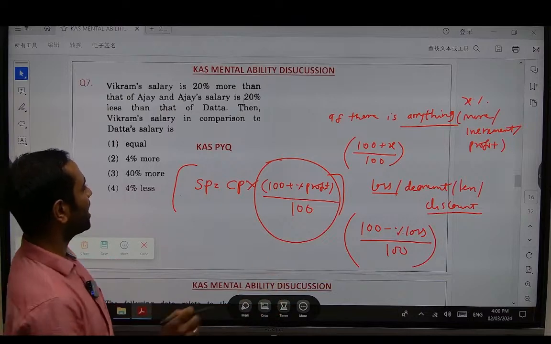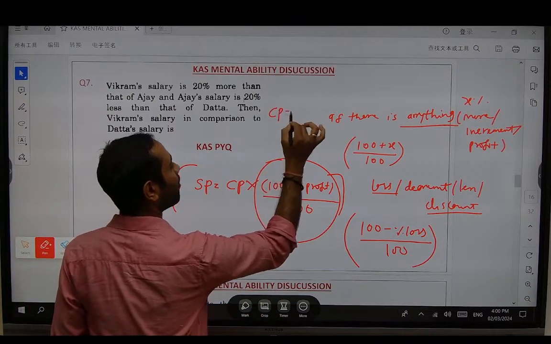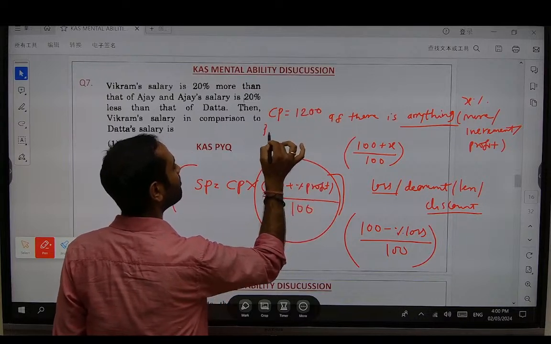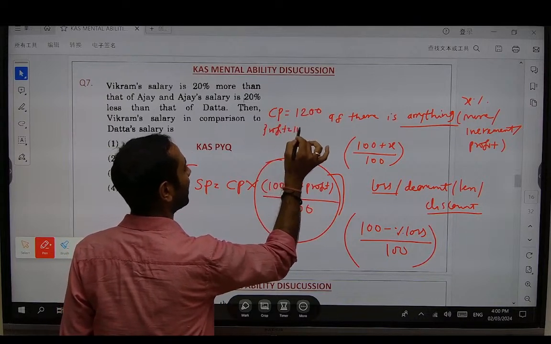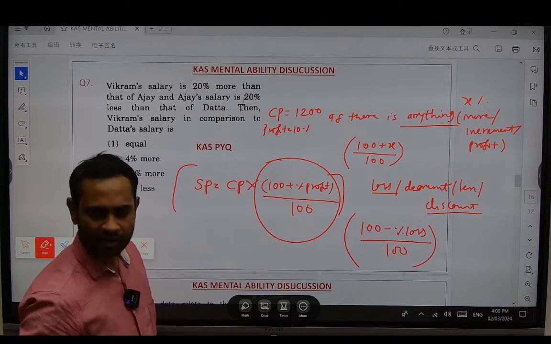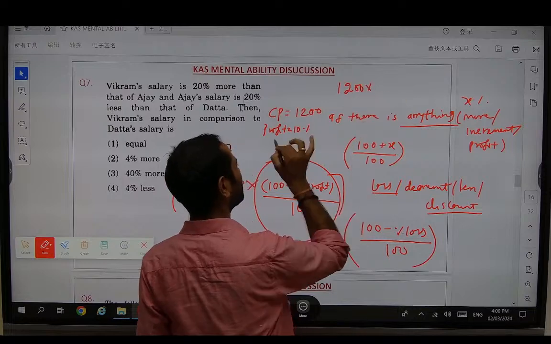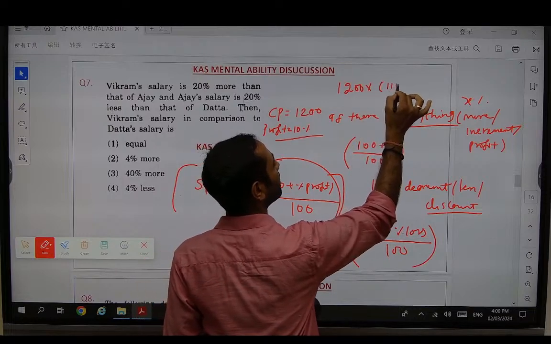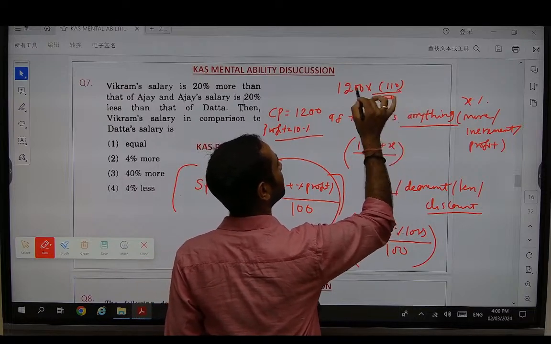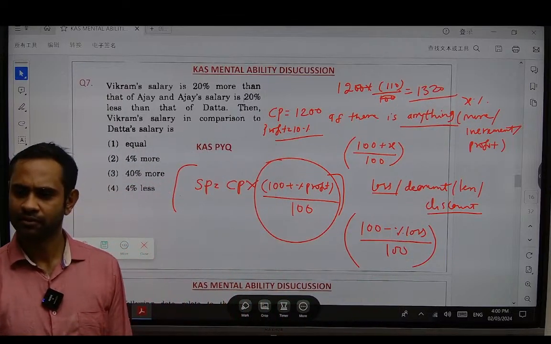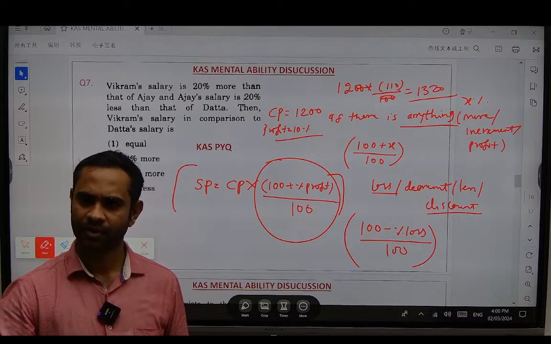So now if I say the cost price of a jeans is 1200 rupees and the profit is 10%, what is your selling price? So you'll tell, sir, forget about selling price. Cost price is 1200. If there is a profit, add it to 100 and divide by 100. Simple life, right? Clear?